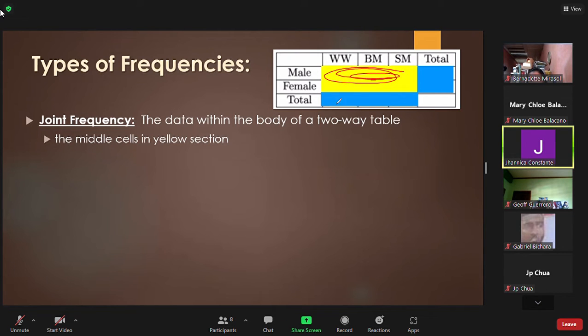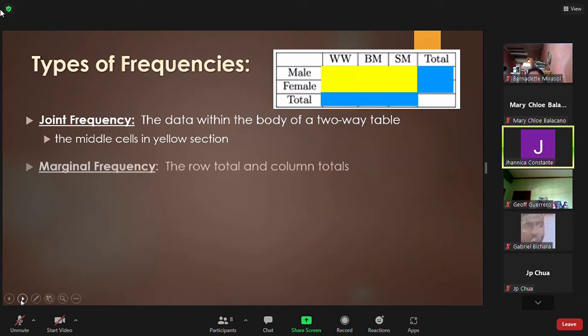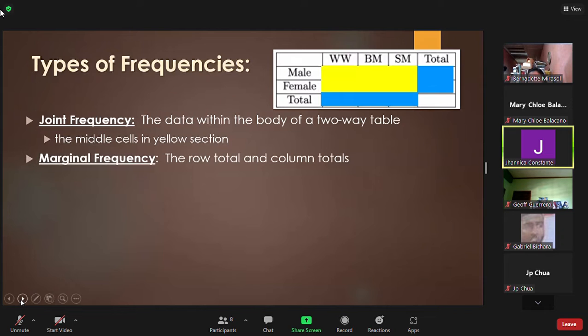The second type of frequency that we can have in our two-way table is the marginal frequency. Marginal frequency is the row totals and the column totals, which is the color blue in the table that we have.